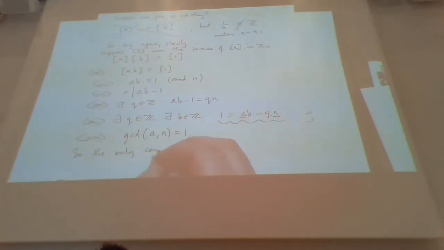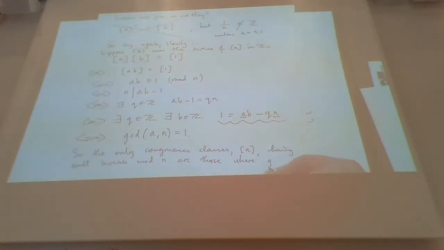So the only congruence classes A having multiplicative inverses modulo n are those where the GCD of A and n is 1.